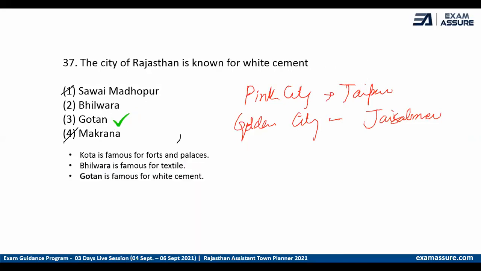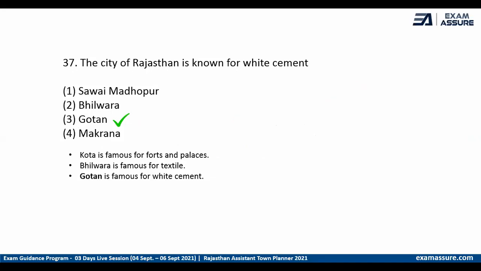And let's move to the next question. The city of Rajasthan is known for white cement. Which city is actually known for white cement? Okay, out of these, if someone is aware, then it is an easy question. Otherwise, for someone who is not aware of where the white cement is, it is not good to make a complete guess here. If you have doubt between 2 of these options, then you can think of it. Okay, so Gotan is the place for white cement, Bhilwara is for textile, and Kota is for ports and palaces. This is something which you should keep in mind if a question comes. For textile, it will be Bhilwara. Okay, let's go to next.